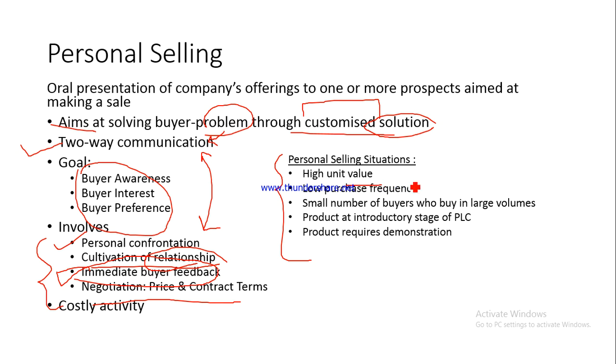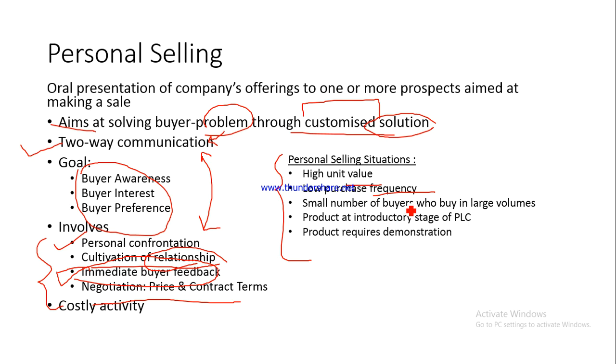Again, you go for personal selling situation when the purchase frequency is low, which means when the buyer does not purchase on a very frequent basis, and this happens with those items which have a very high unit value. For example, cars, televisions, generators. So buyers don't purchase them very frequently. They purchase them maybe once in a year, maybe once in 3 years, 4 years. In such situations you go for personal selling.